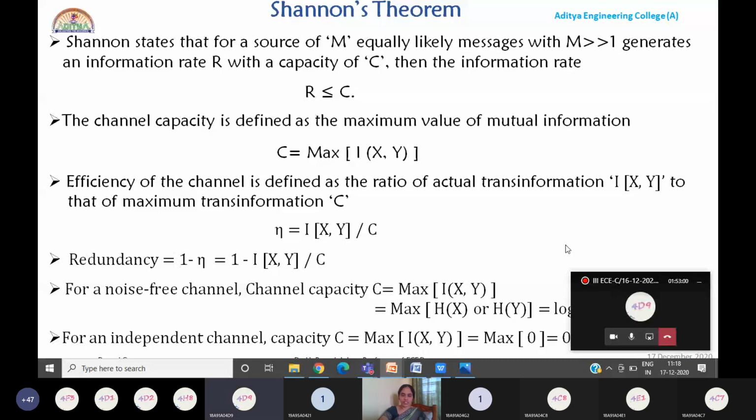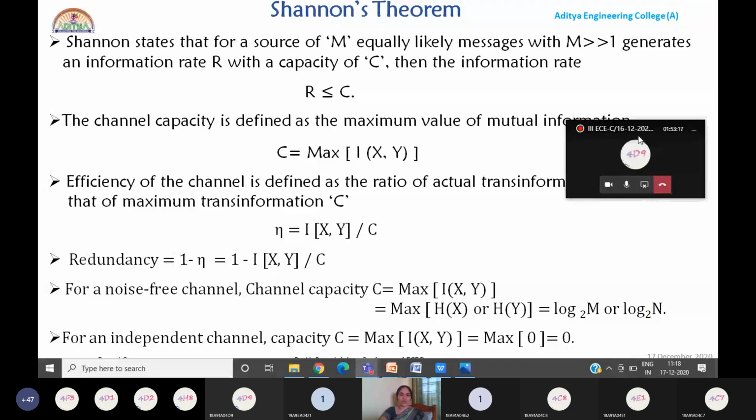Zero, ma'am. I(X;Y) equals 0. Because in the case of an independent channel, H(X) is equal to H(X|Y), or H(Y) is equal to H(Y|X). So the marginal entropy is equal to the conditional entropy. That's why I(X;Y) is 0. So the maximum of 0 will be 0 only.